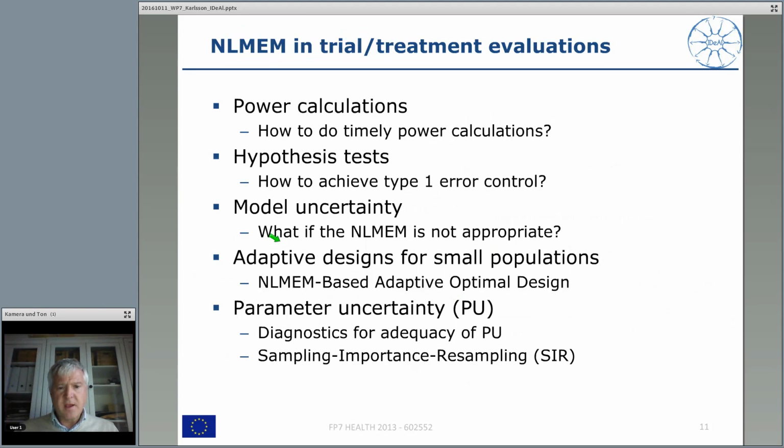Models can be used in different ways to inform trial and treatment decisions, but there are certainly many aspects that need to be addressed before they are more routinely used in this type of situation. And I'll be touching during the rest of this seminar on some of the aspects that we have been involved in during the IDEAL consortium, the IDEAL project.